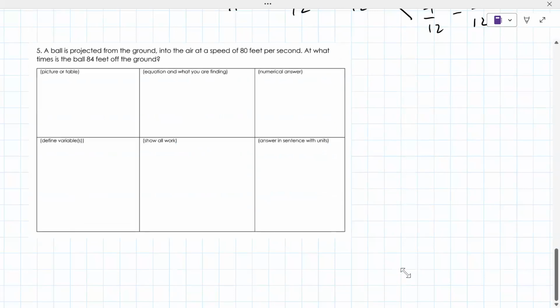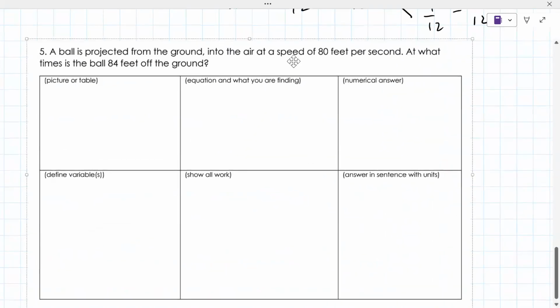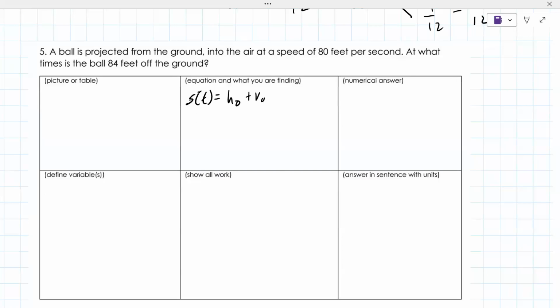All right. A ball is projected from the ground into the air at 80 feet per second. At what time is the ball 84 feet off the ground? This requires you to know the projectile motion equation. Do you know the projectile motion equation? We went over it in an earlier lesson. I think it's unfair that they ask you to know this, but it's the initial height plus the initial velocity times time plus 1/2 the acceleration times time squared.